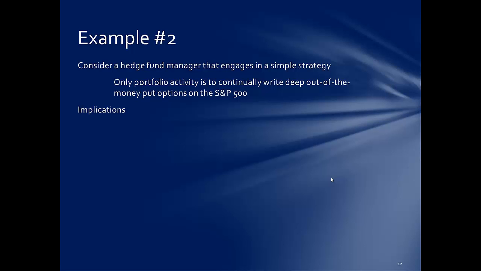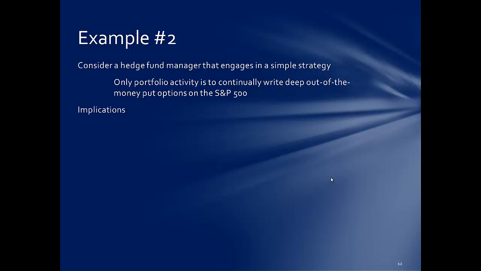So let's take 30 seconds and remind ourselves of what that means to write deep out of the money put options. Remember, a put option is the right but not the obligation to sell an asset at the exercise price. So if you write an S&P 500 put option that's deep out of the money, that means the exercise price is far below the level of the index.